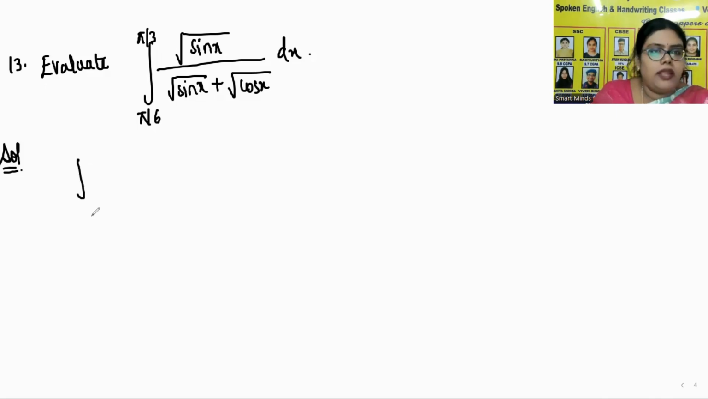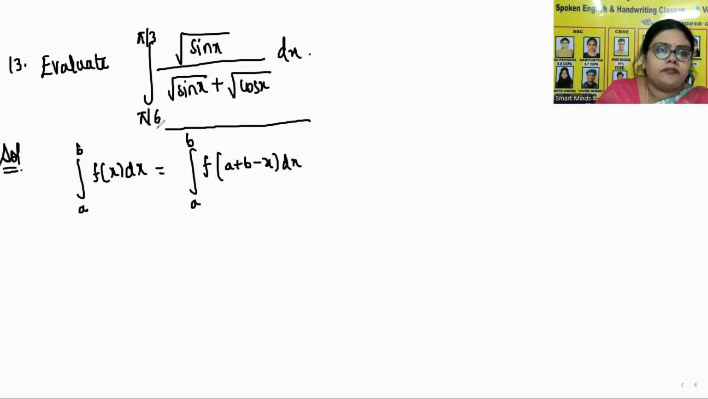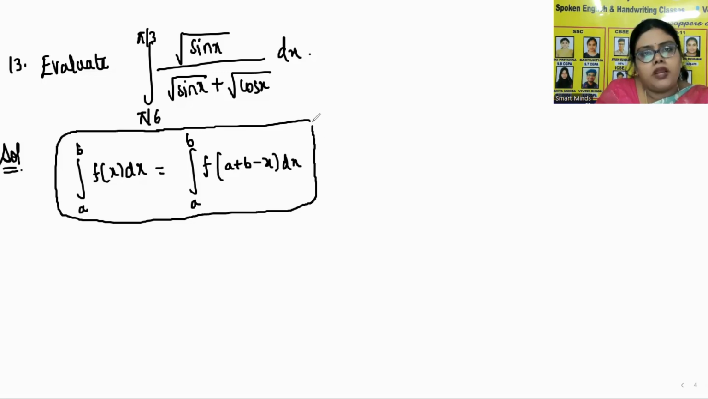Integral a to b f of x dx is equal to integral a to b f of a plus b minus x dx. This is the property which we are going to use here. So a plus b means pi by 6 plus pi by 3. Pi by 6 is 30, pi by 3 is 60, 30 plus 60 makes 90. Okay, so let's see how to do this.